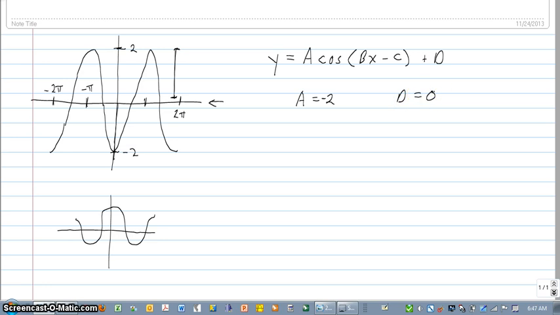Right, and we can also read that the period, which is the distance along the x-axis through one cycle, is 2 pi. And if the period is 2 pi, then we can plug into the little formula that we had, which is that the period is 2 pi over the value of b. And so if our period is 2 pi, that means that b is 1.